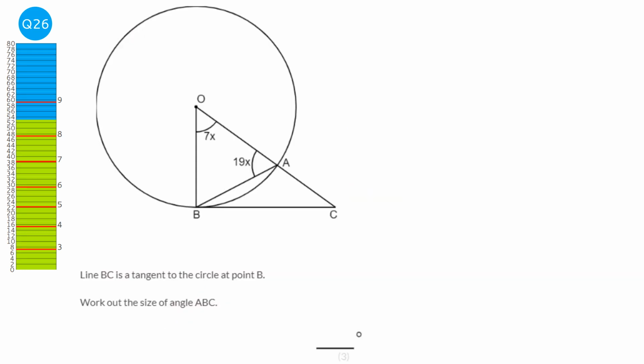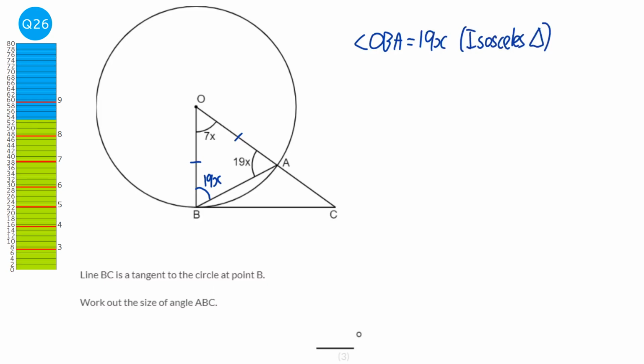The first thing to notice is we actually have 2 radii here. So we've got this radius here and this radius here, and all radii are always equal in length. So we have an isosceles triangle here. So this angle here is going to be 19x as well, and we've got to write that down. So we're going to say angle OBA is equal to 19x, and the reason is it's an isosceles triangle. Okay, so we know these two are equal.